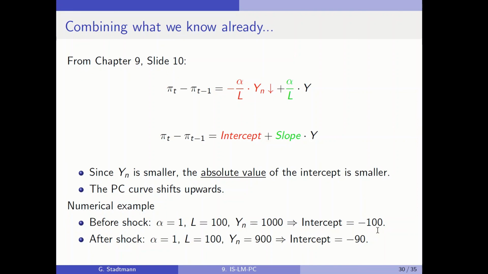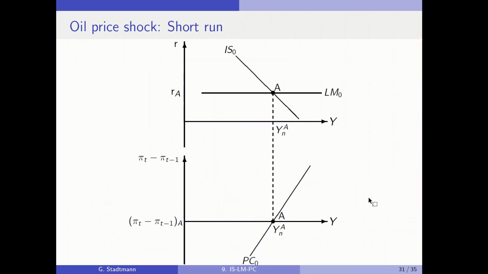Then the intercept will start at the value of minus 100. If, however, the natural level of output decreases, then the numerical value here for the intercept will be equal to minus 90. So the Phillips curve indeed shifts upwards. Let's analyze the shock graphically.